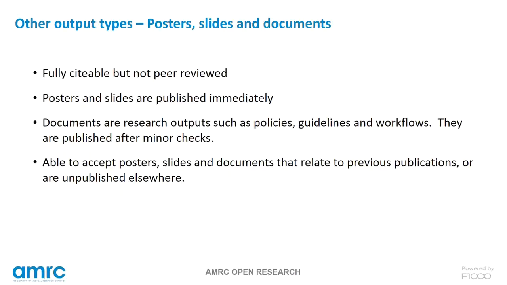I also want to talk quickly about some of the other output types that AMRC Open Research publishes. So as well as the traditional peer-reviewed articles, we also publish non-peer-reviewed content. So this includes posters, slides, and documents. These are also fully citable, but they are not peer-reviewed, so they're not indexed in places like PubMed Central. Posters and slides can be published immediately. We then do some checks, and then the DOI is assigned after publication.